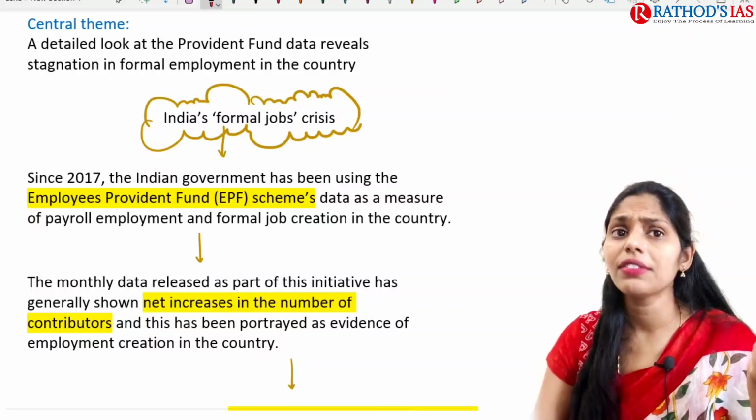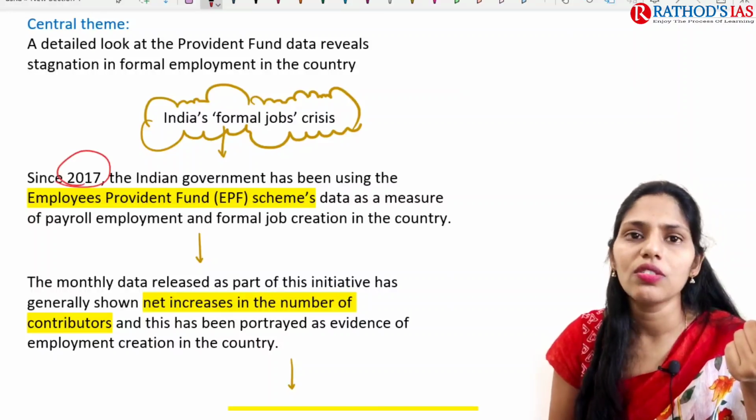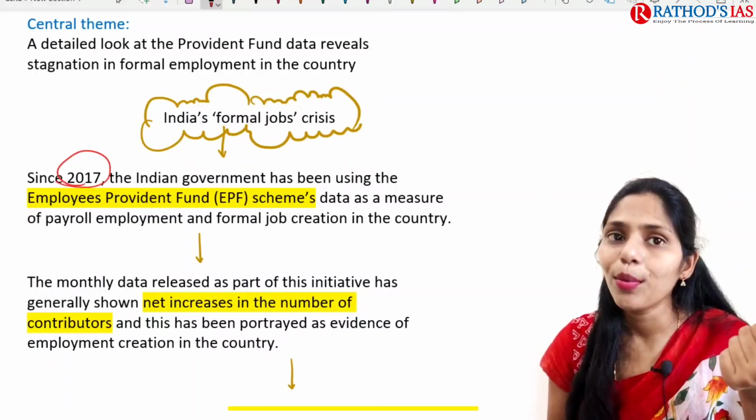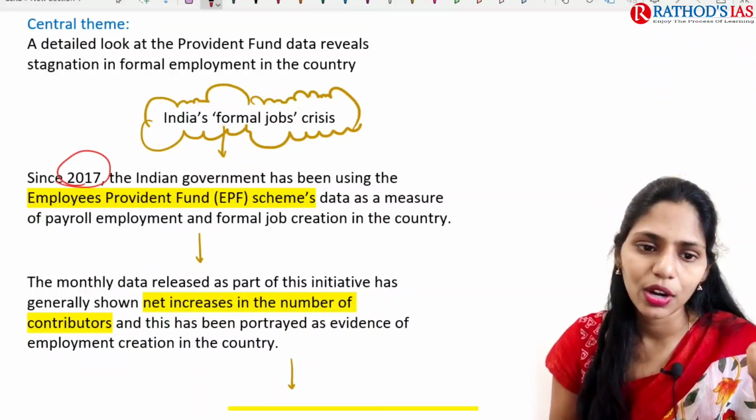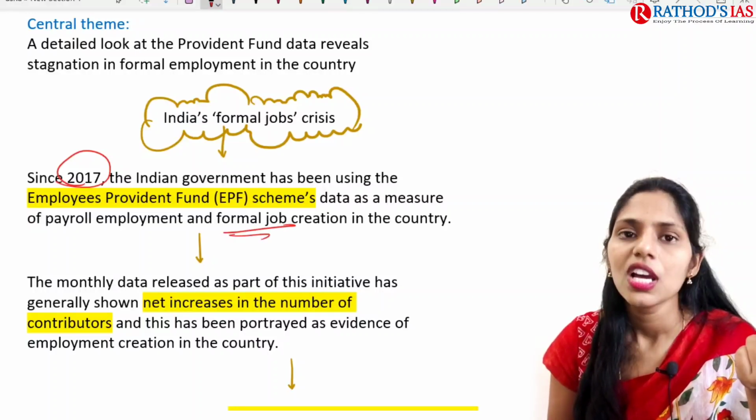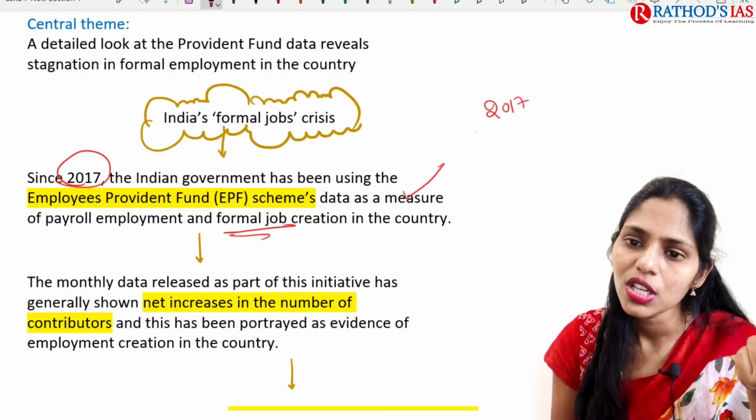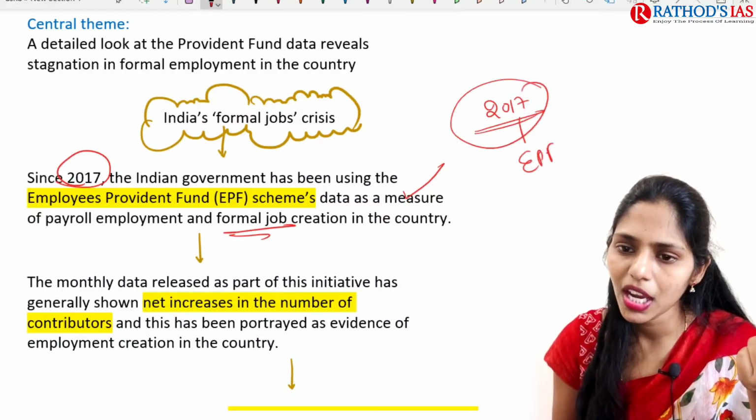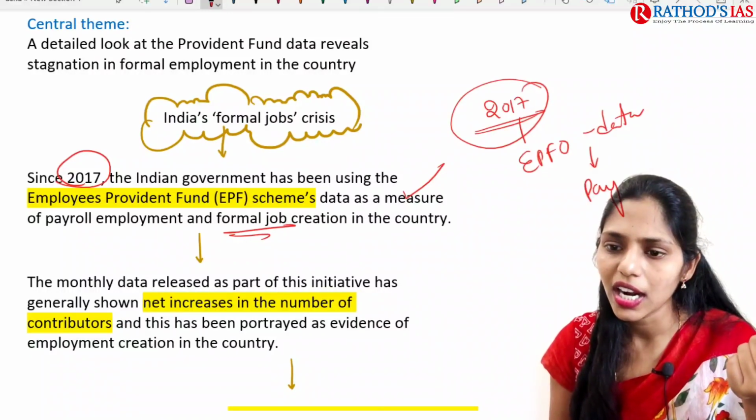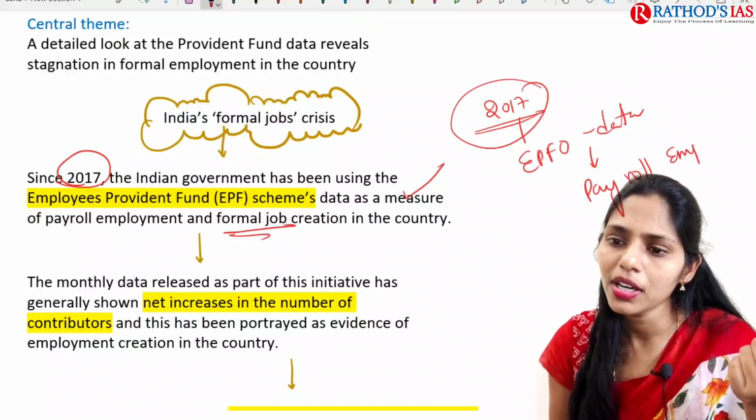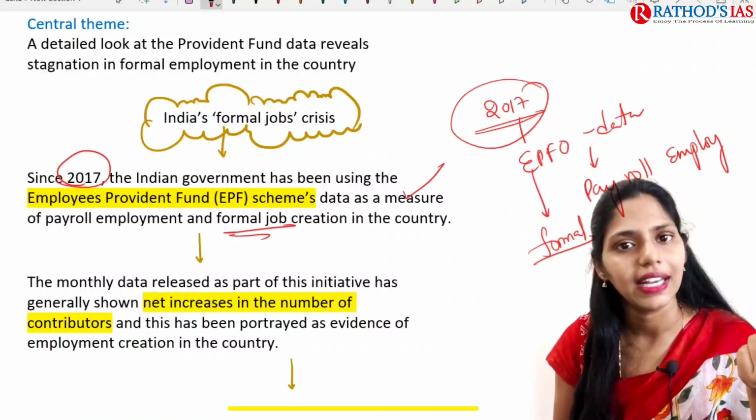So if you see this article, which is talking about India's formal job crisis. So since 2017 onwards, the data released by the Employee Provident Fund Scheme is used as a measure of payroll enrollment, as well as formal job creation in our country. So since 2017 onwards, which data are we using? That is EPFO's data. So this EPFO data will give details regarding payroll employment, and it also gives the data regarding formal employment in India.